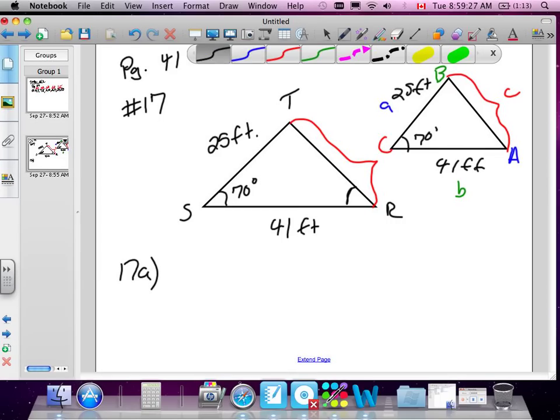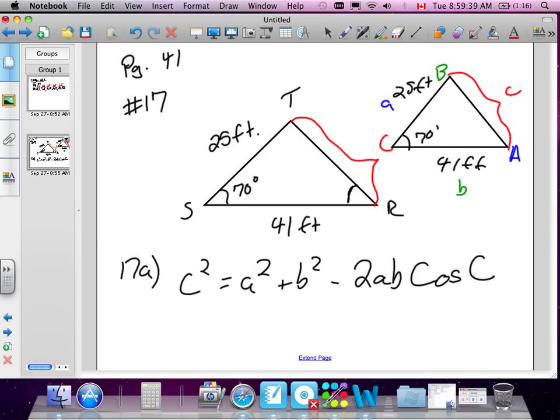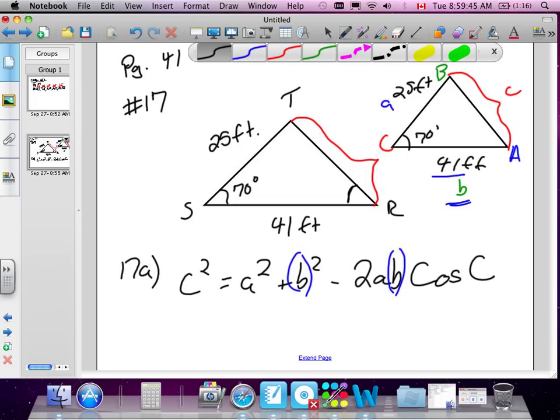So our formula is C squared is equal to A squared plus B squared minus 2AB times cosine of angle C. So we're going to quickly take a look at this. The length of side B is 41. So for both of the B's, I'm going to be plugging in the number 41. I'll write it on top just so you guys know.